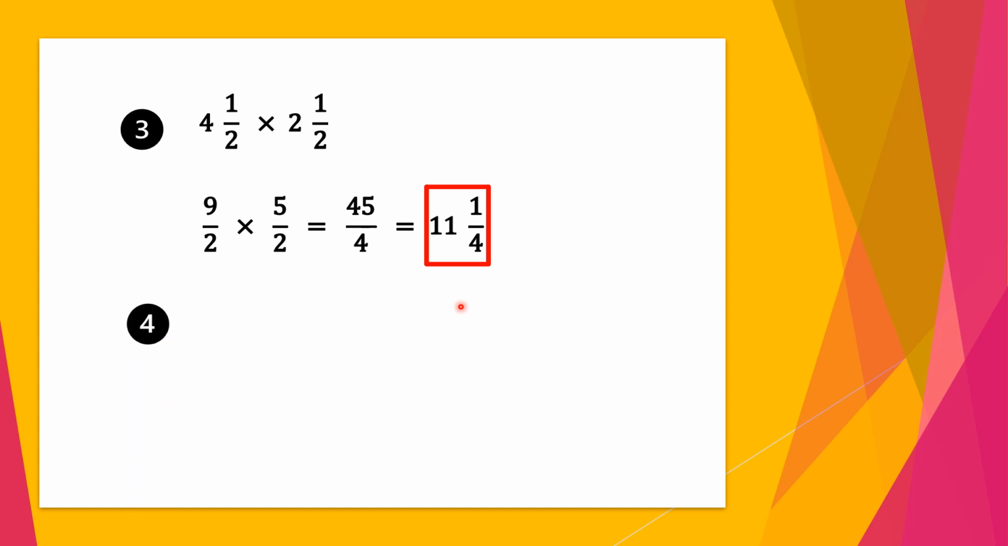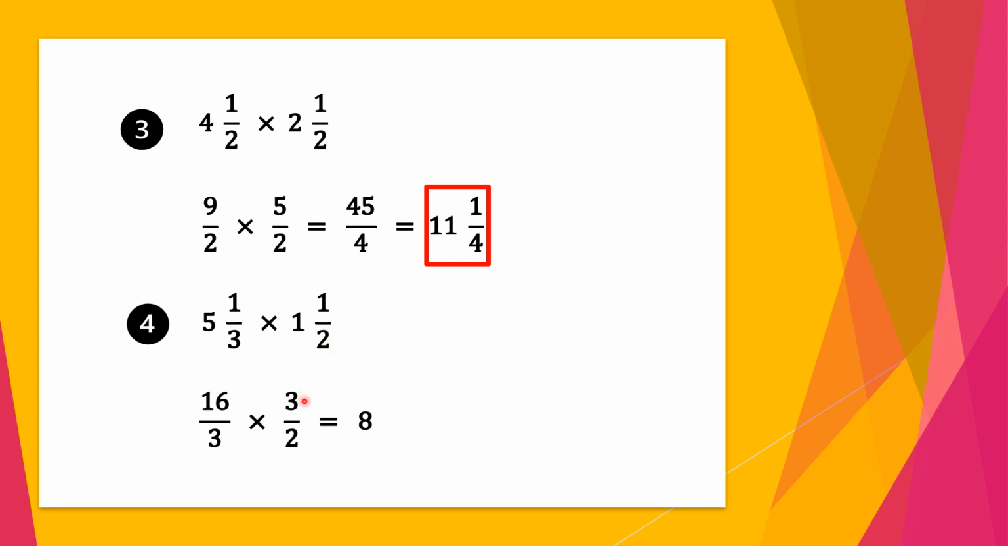Moving on to question 4. Again, the first thing we do, we convert our mixed fractions into normal fractions. So 3 times 5 is 15, add 1 is 16, and we bring our denominator 3 as it is. We bring our multiplication sign as it is. Do the same thing for the second fraction. 2 times 1 is 2, add 1, 3. And we bring our denominator 2 as it is.